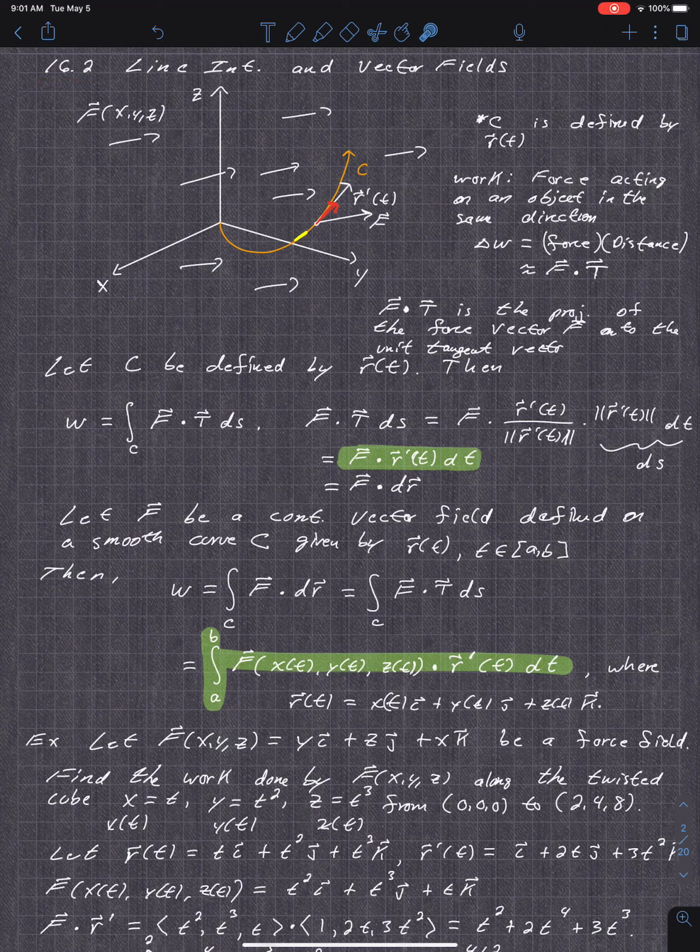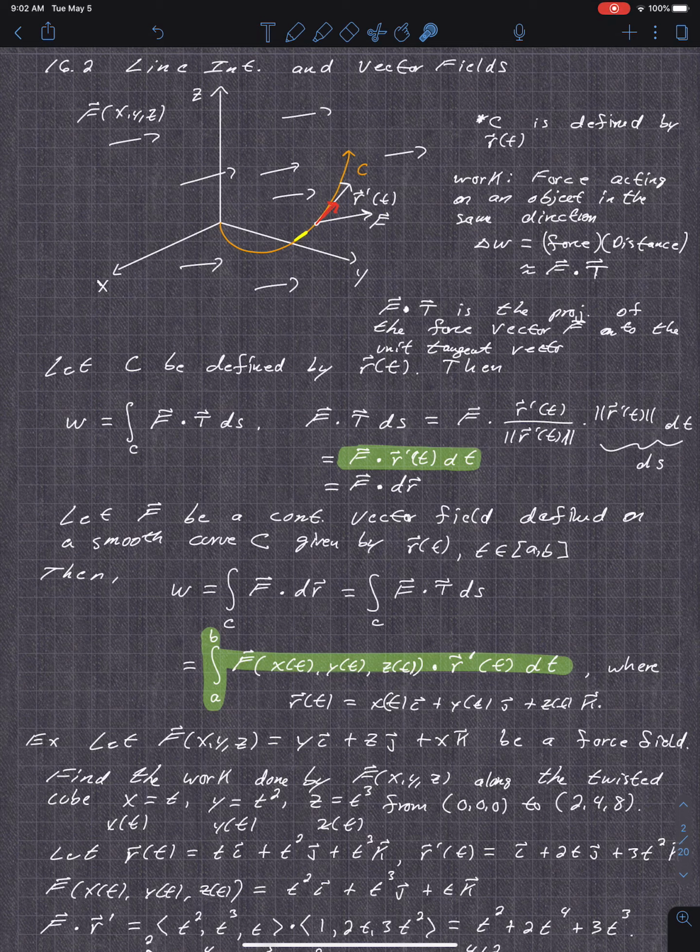16.2 is on line integrals and vector fields. So now you're combining the concept of the vector field I talked about and a line integral. So suppose you have a curve C like this, and it's defined by R of t. Then you have R prime, which is this tangent vector. You can normalize it, or unitize it, make it a unit vector.